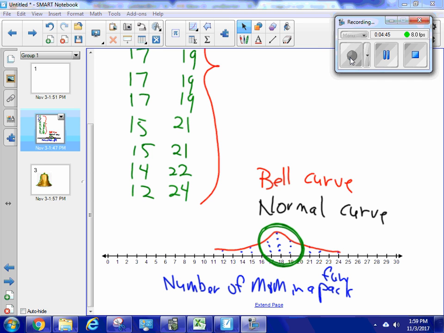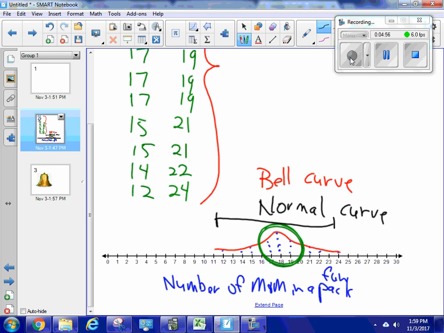Another thing that the graph shows us is how much variability there is between the different packs of M&Ms. I mean, I had some packs that had only 12, and I had other packs that had all the way to 24. Again, most of them are right here in the center, but that's a pretty large amount of variability. That's a pretty big difference between the smallest bag and the largest bag. And again, much easier to see here if we make a graph of it than it is if we just had to look at the numbers by themselves.